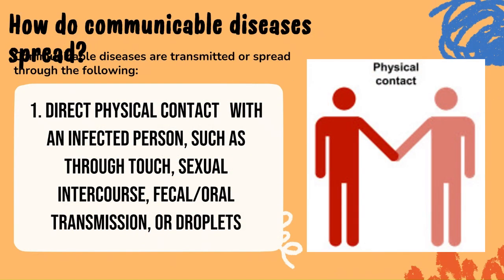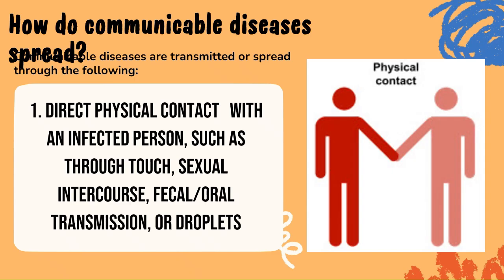How do communicable diseases spread? Communicable diseases are transmitted or spread through the following. One is direct physical contact. This happens when a healthy person touches someone who is already sick. These germs pass directly from one person to another through touch, kissing, sexual contact, droplets, or oral transmission, or from dirty hands to mouths.